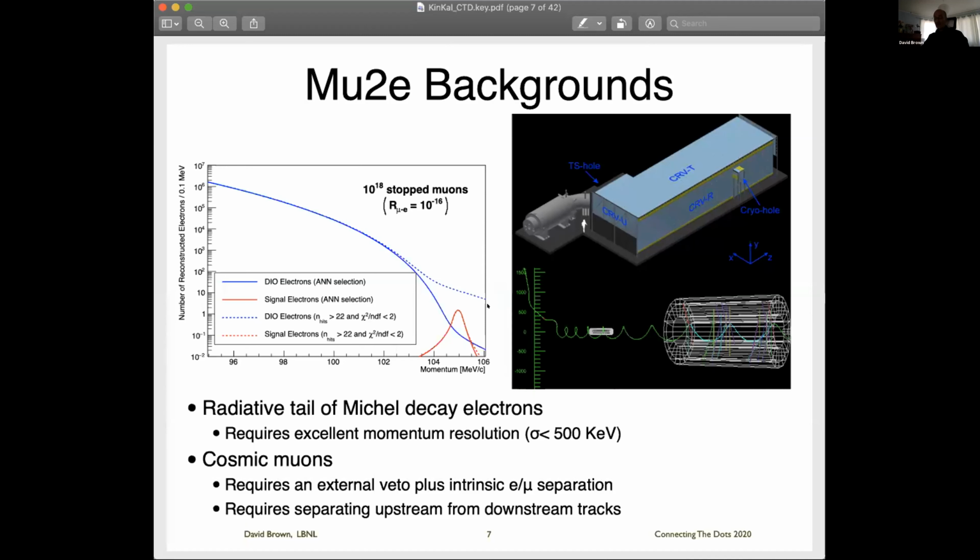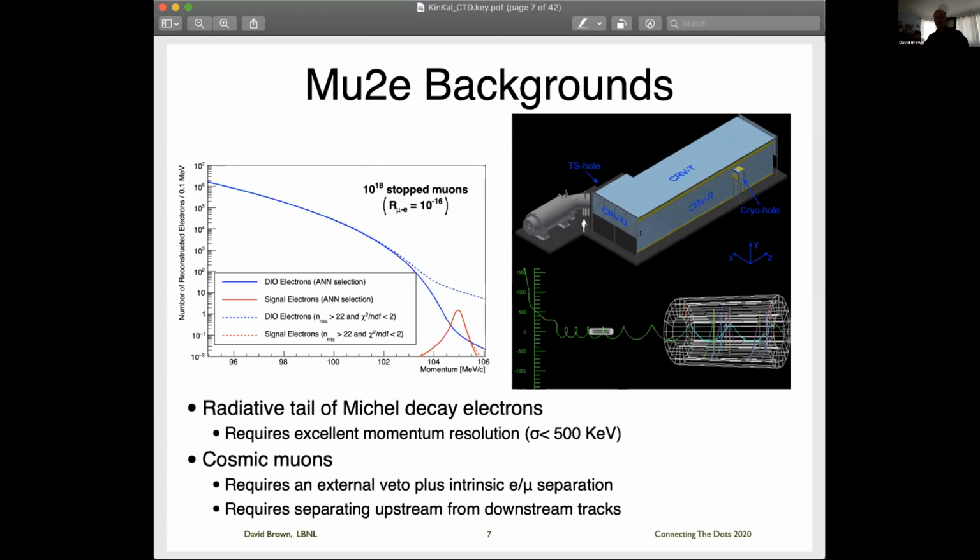The other background are cosmic muons. These can sneak in and mimic a signal. This is one that comes in through some of our beamline elements. We have an active veto system, which is a set of scintillator paddles arranged in multi-layers around and on top of the detector. But in addition to that, we have to do in situ separation of these cosmic muons from electrons using tracking information. These muons can be coming in either in the forward or the backward direction. We know which direction our signals are coming in from, but the backgrounds can be either.